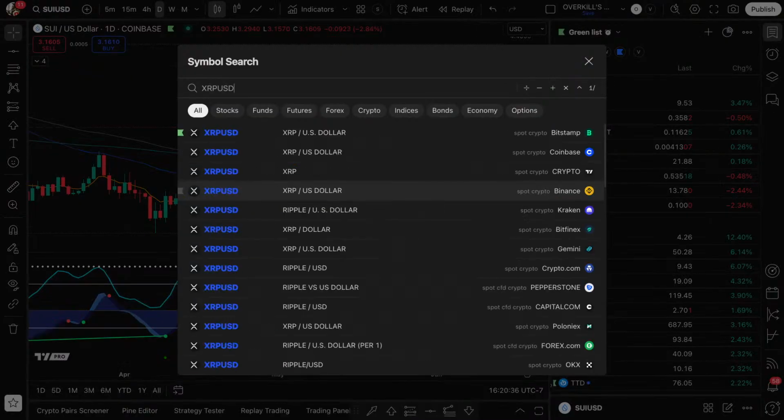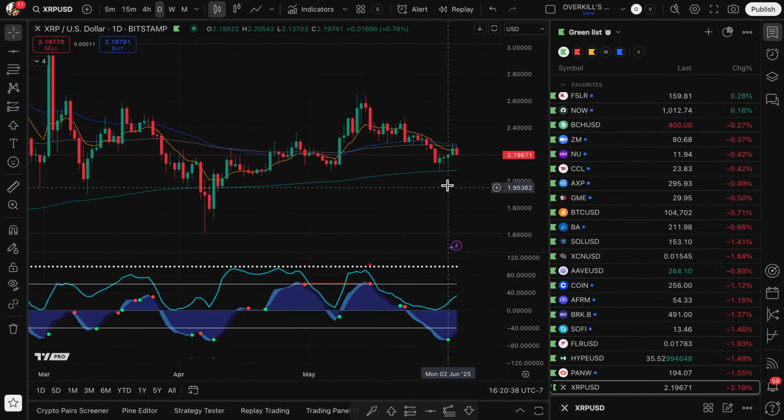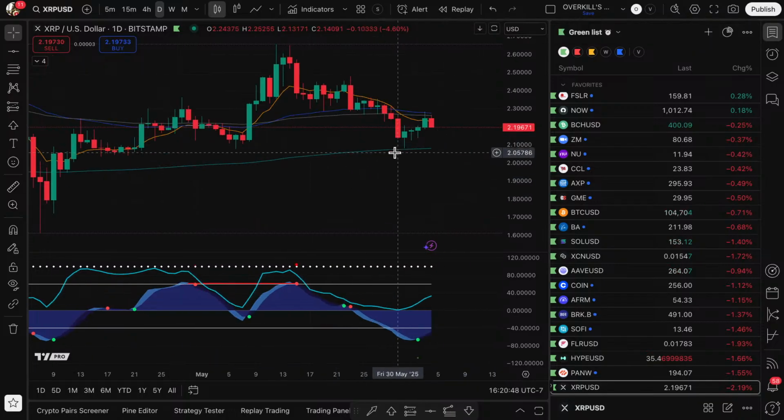XRP, we just kind of looked at that. We did get the nice bounce there off the 200. There's nothing really to report on XRP either. $2 is just that technical level we've been watching. $2 is just below that 200 EMA. This bounce right here was very bullish in my opinion.